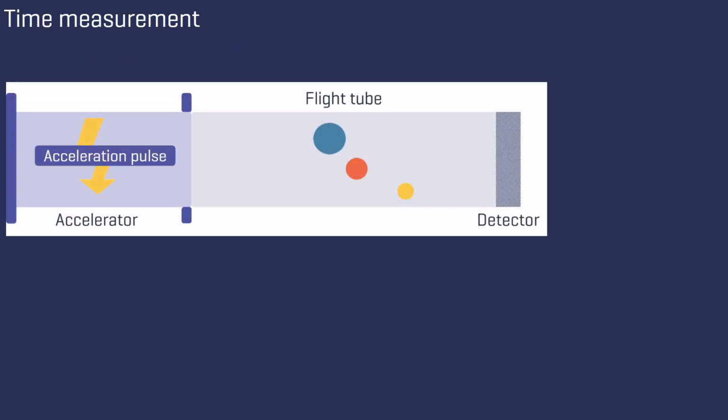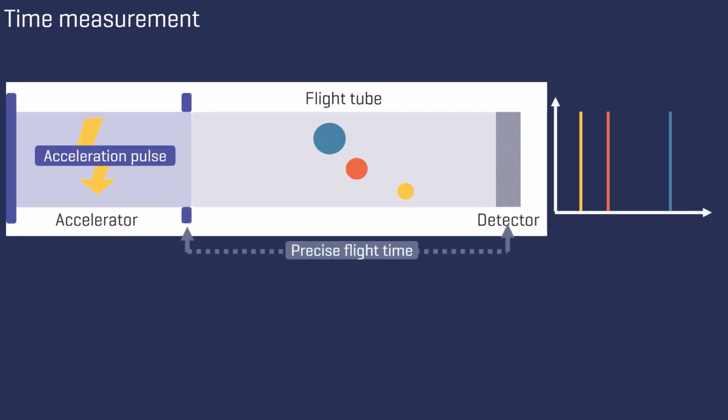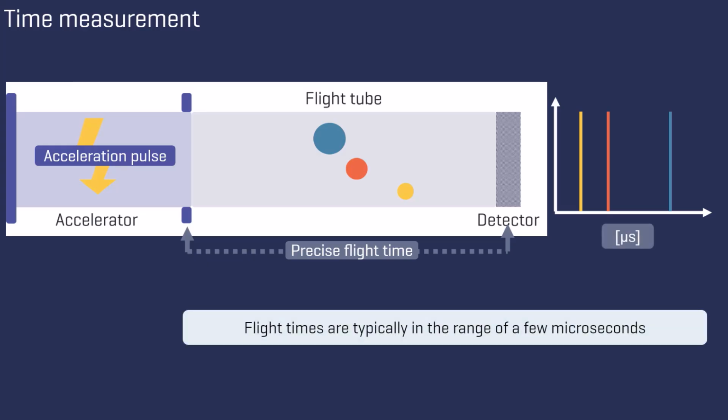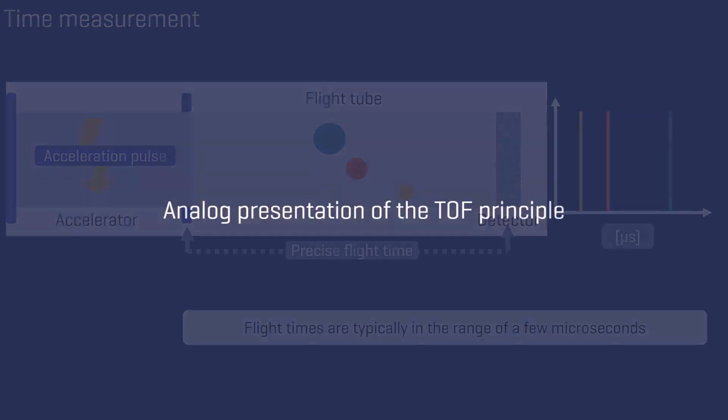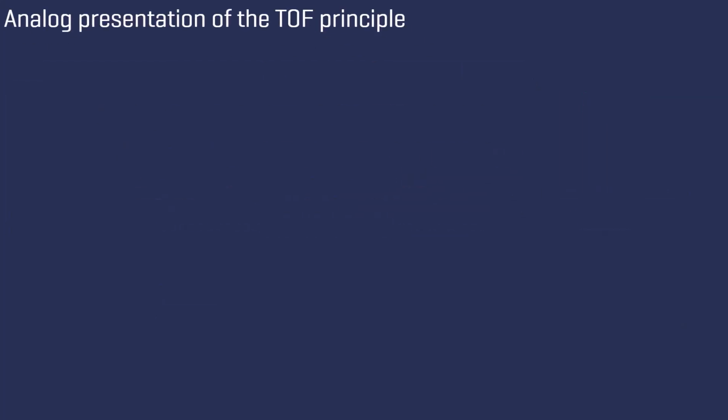But since we know the exact starting moment of the ion's journey, the acceleration pulse, we can calculate precisely how long each ion took to reach the detector. This happens very quickly, typically within a few microseconds.